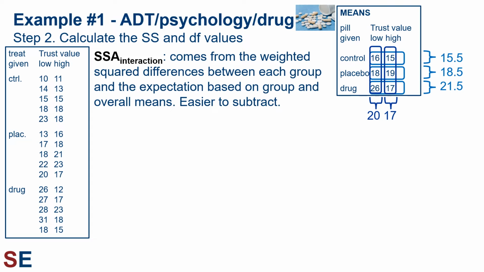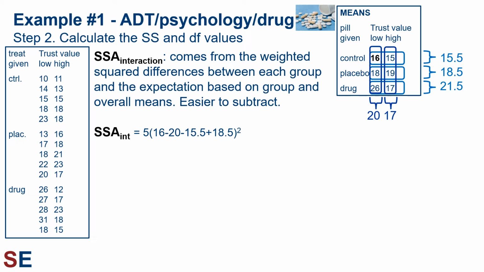To get the SSA interaction, we'll use the means for each of the factors. These are the values from earlier. We'll be using these along with the means for the 6 different combinations of factors. The first term in the SSA interaction calculation will be the sample size of the first combination, 5, times, in parentheses, 16 minus 20 minus 15.5 plus 18.5 squared.